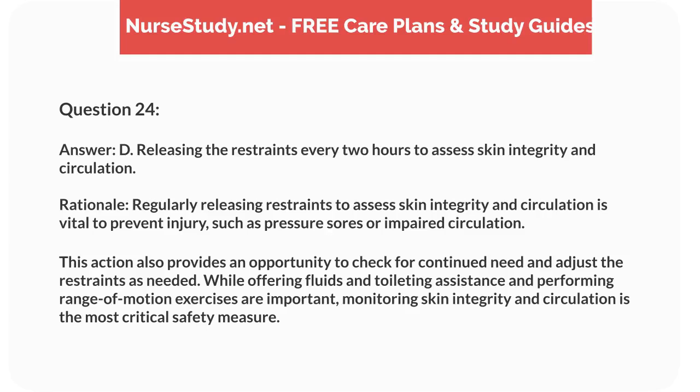Answer, D. Releasing the restraints every 2 hours to assess skin integrity and circulation. Rationale: regularly releasing restraints to assess skin integrity and circulation is vital to prevent injury, such as pressure sores or impaired circulation. This action also provides an opportunity to check for continued need and adjust the restraints as needed. While offering fluids and toileting assistance and performing range of motion exercises are important, monitoring skin integrity and circulation is the most critical safety measure.